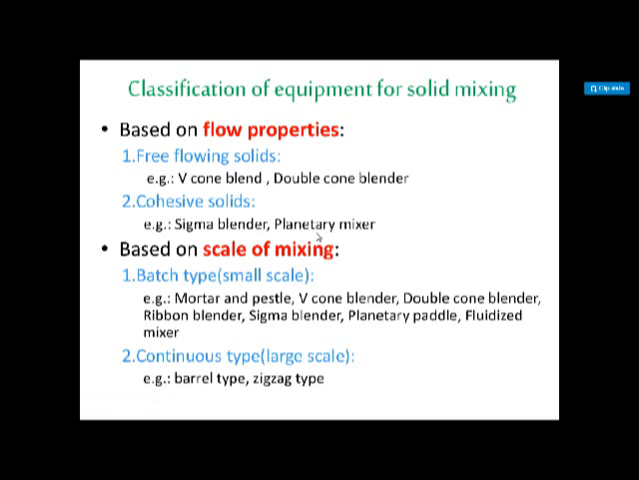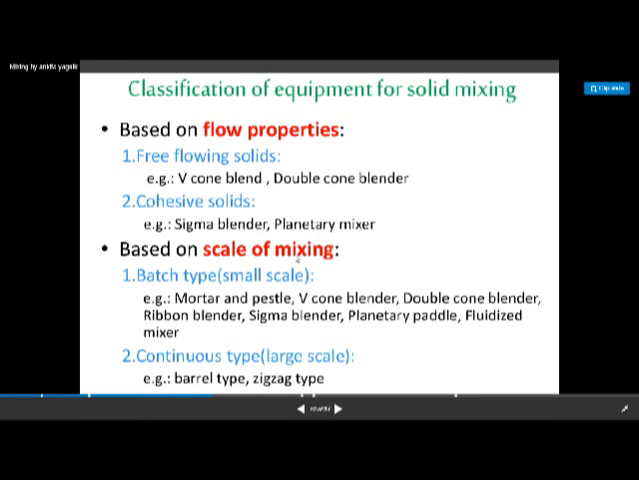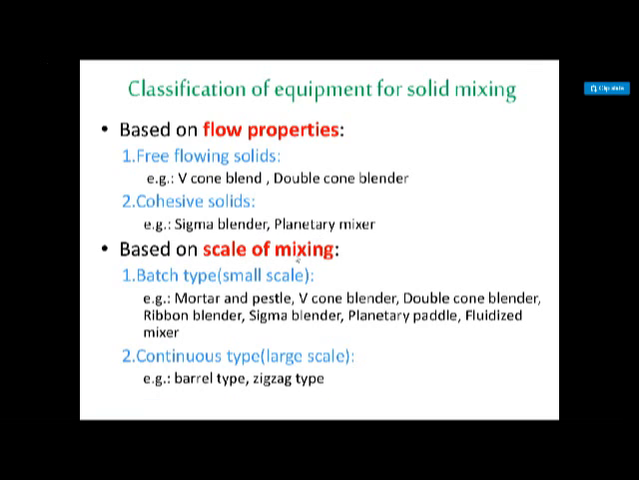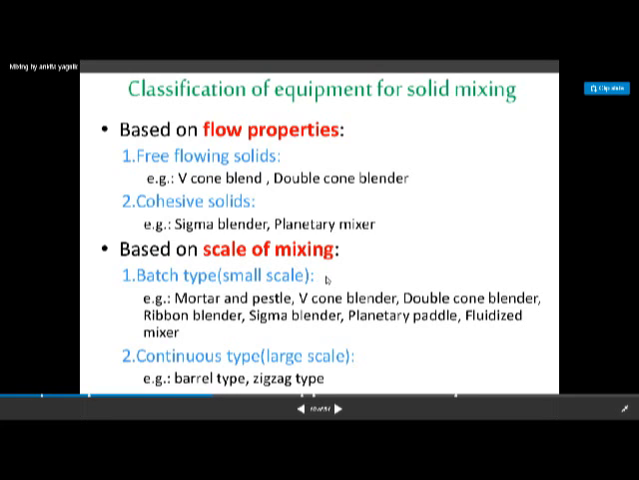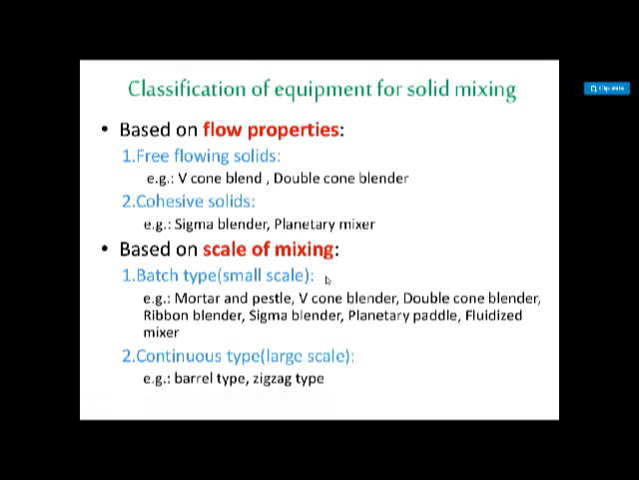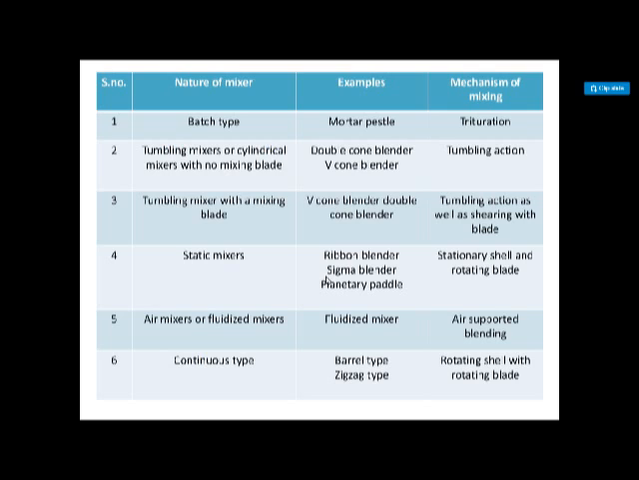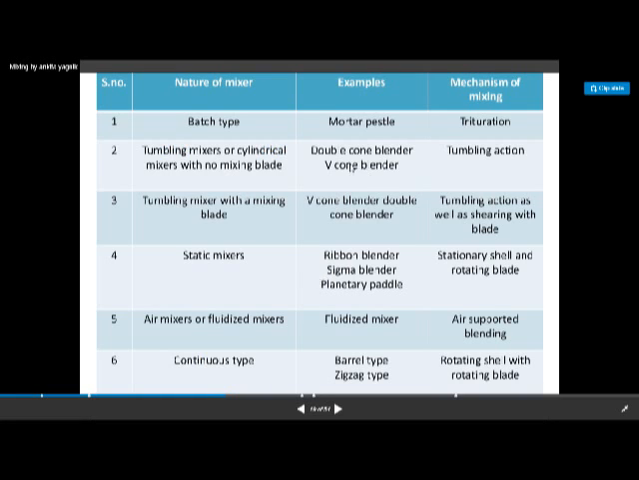And based on the degree or scale of mixing, batch type is used for small scale purposes like mortar and pestle, which we use at laboratory scale. Then V cone blender, double cone blender, ribbon blender, sigma blender, planetary paddle, fluidized mixers. These are used for small scale mixing, and for large scale or continuous type, generally barrel type and zigzag type equipment are used for the mixing processes. Now this is the nature of the mixer, and these are the examples.